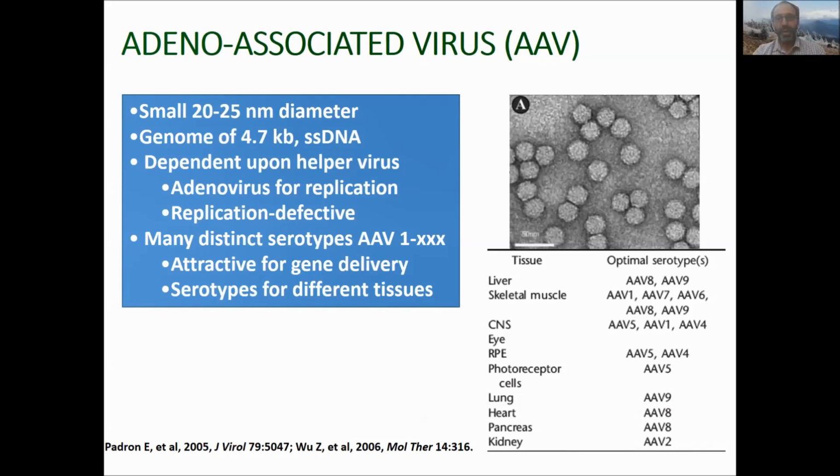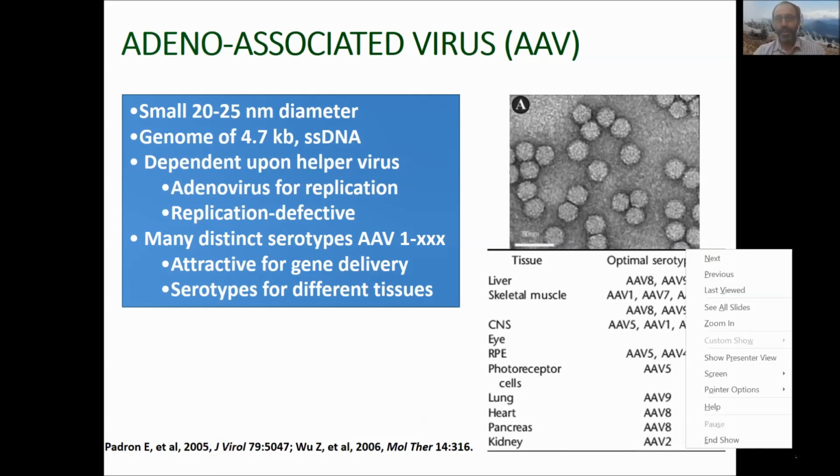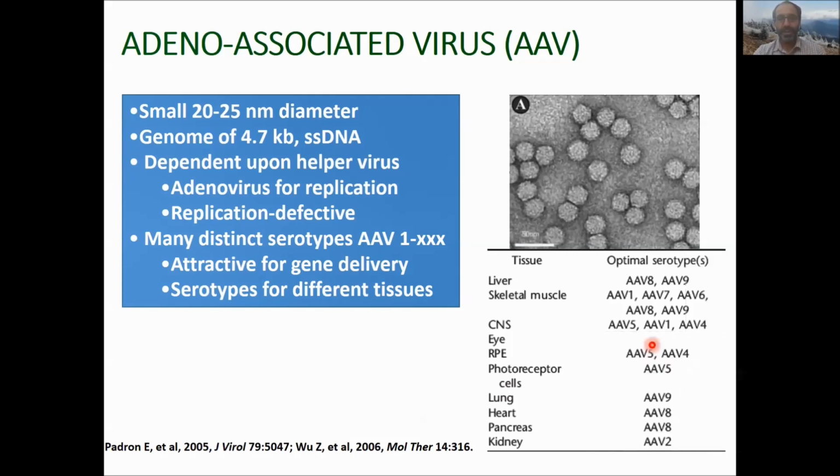You could see also in the table in the lower right that having these different serotypes gives us more options in terms of directing the transgene to different tissues. So for instance, AAV8, AAV9 are good in liver, and for instance, AAV1 is better in skeletal muscle. So some have termed AAV vectors as kind of a toolkit that can be used for different kinds of projects.